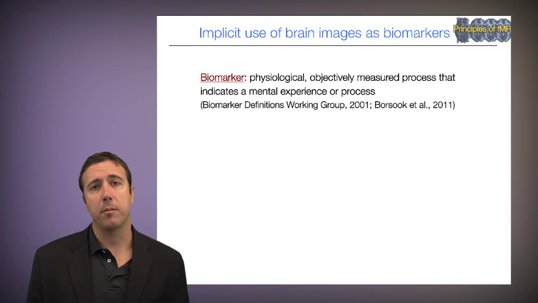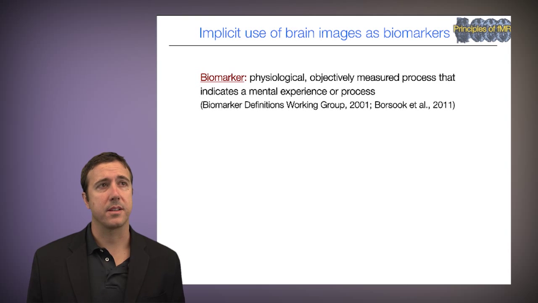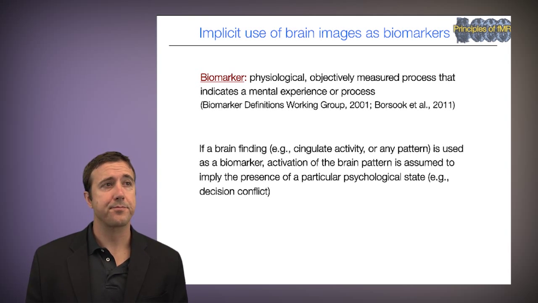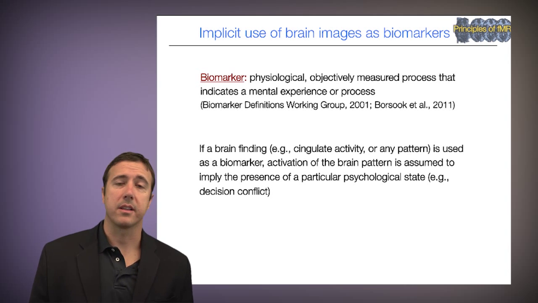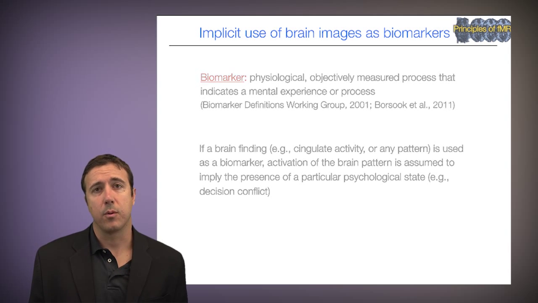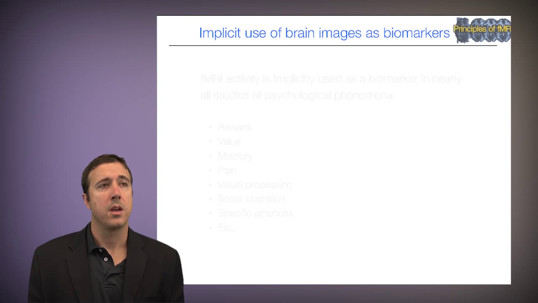So what's happening here is when we interpret a brain image and we say, the insula is active, that must be disgust, or that must be love, or something else, we're implicitly treating those brain images as a marker, as a biomarker. And a biomarker is an objectively measured process that serves as a measure of some other mental experience or process. So if a brain finding like cingulate activity is used as a biomarker, then activation of that pattern is assumed to imply the presence of that state, like pain or decision conflict or anything else.